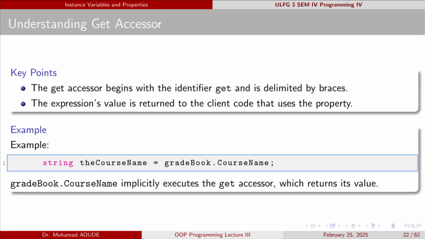Let's focus on the get accessor specifically. Get begins with the keyword get and uses braces. Its job is to return the value of the private field to the outside. Example: courseName = gradeBook.CourseName. Here, gradeBook.CourseName triggers the get block and retrieves the value. Getters are essential because they safely reveal internal data without letting users change it.